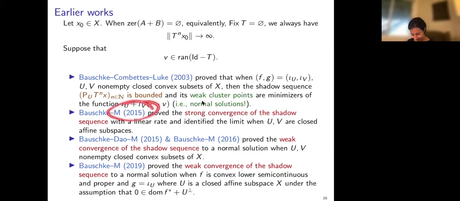Later on in 2015, we were able to provide the first proof of convergence for the case of two affine subspaces, not necessarily intersecting, but in this case, we actually get even strong convergence with identified limit and linear rate. And then in 2015 and 2016, we made progress and we completely finished the story for the convex feasibility problem, and we proved the full weak convergence of the shadow sequence in this case.